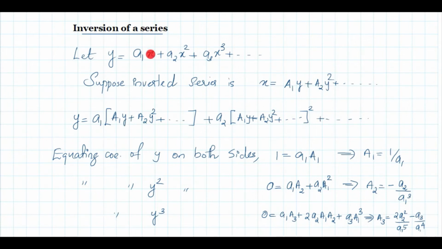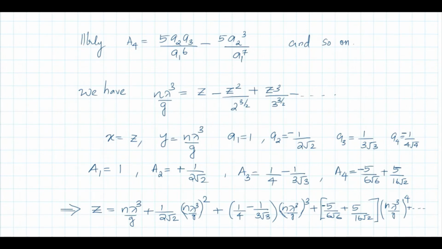Substitute this x here. Then you will get y equal to a1 into, instead of x you substitute this series, instead of x square you substitute that series plus etc. Now equate the coefficient of y on both sides. On the left hand side you have 1, on the right hand side you have small a1 into capital A1. So capital A1 is 1 by a1. Equate coefficient of y square on both sides. Left hand side it is 0, right hand side you will get some coefficient, write those. Then capital A2 will be minus a2 by a1 cube. Similarly, equate coefficient of y cube on both sides, you will get A3. Equating coefficient of y4 on both sides, you will get A4 and so on.